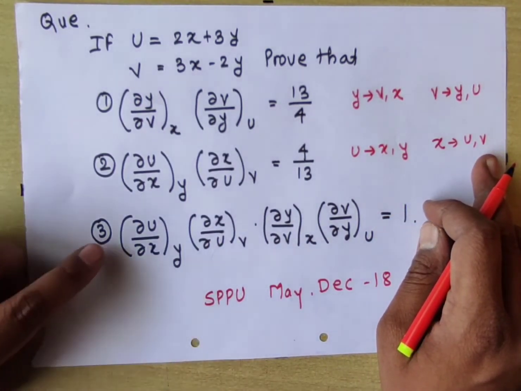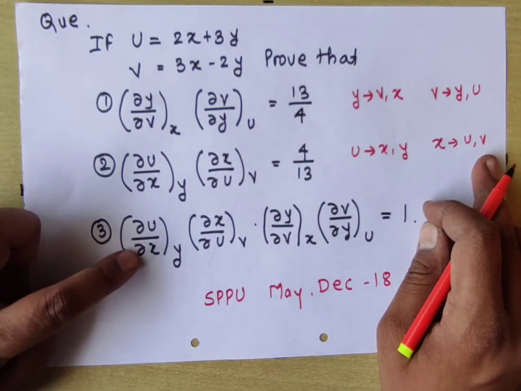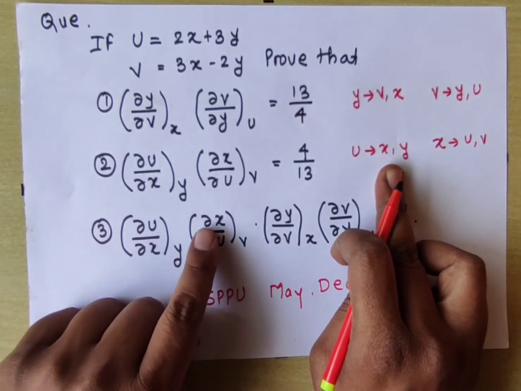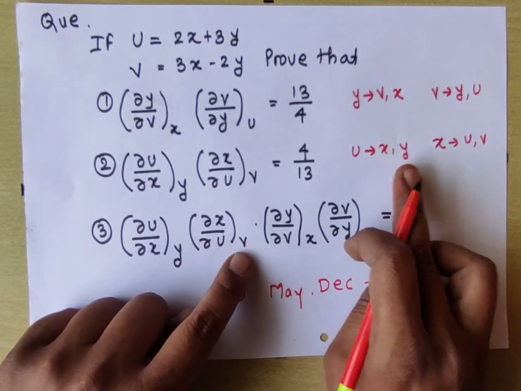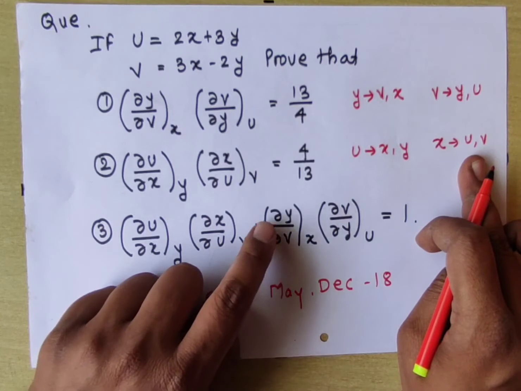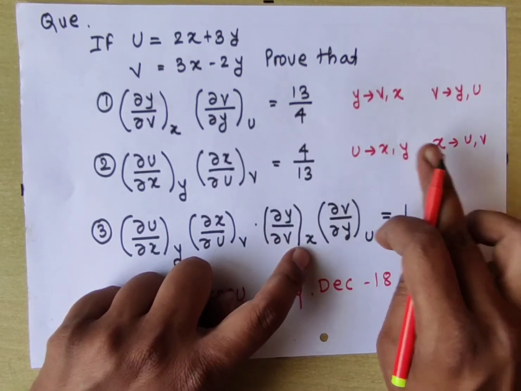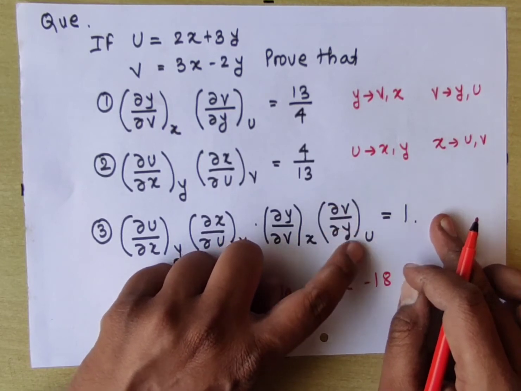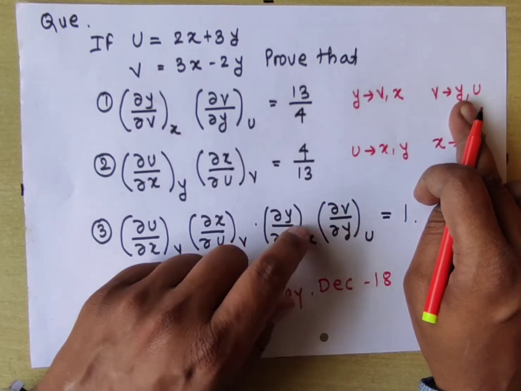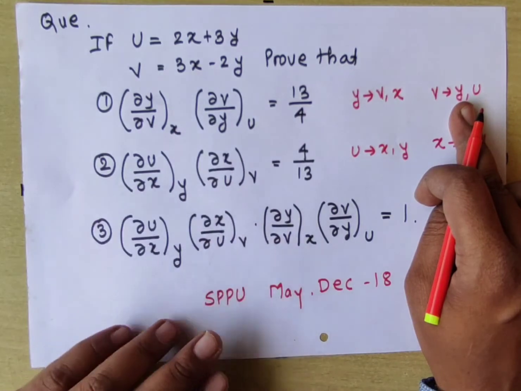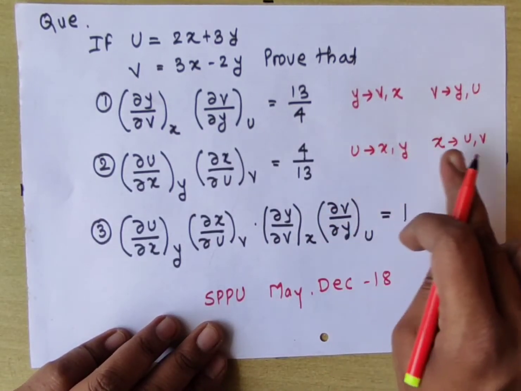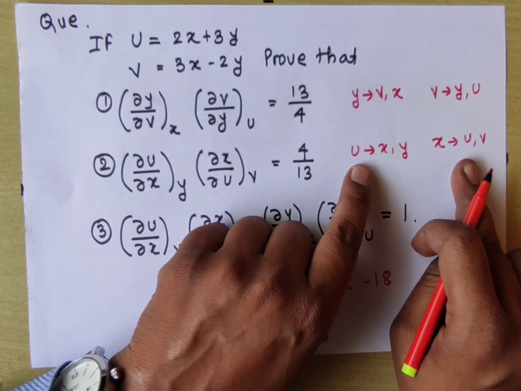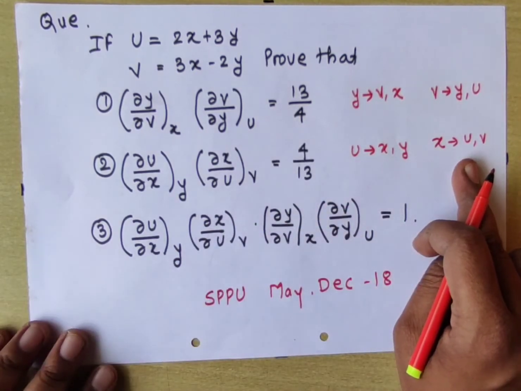Similarly, for ∂u/∂x, u in terms of x and y is already given. Then we require x in terms of u and v, y in terms of v and x, and v in terms of y and u, which we will calculate. Means to find this particular solution, we require four relations. Out of these, we have one relation, u in terms of x and y. So let's solve this example.